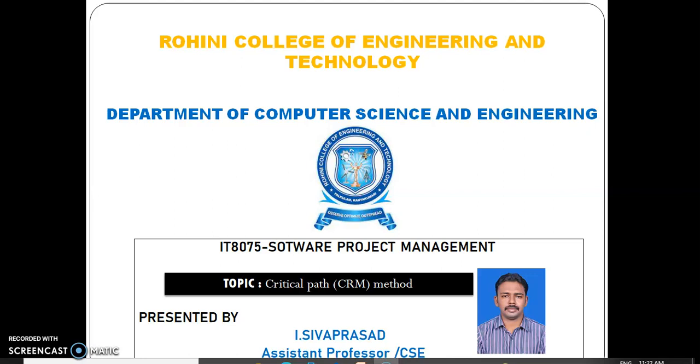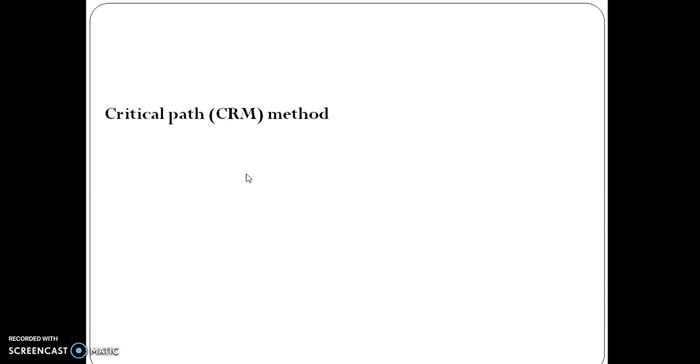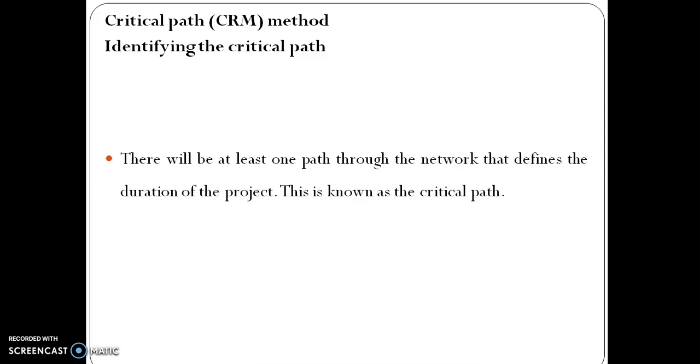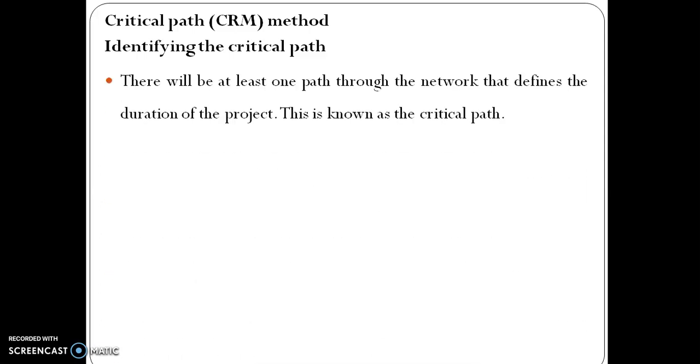Software Project Management. The topic is Critical Path Method, that's CPM. Identifying the critical path. There will be at least one path through the network that defines the duration of the project. This is known as the critical path.